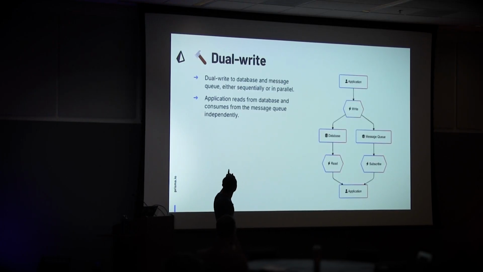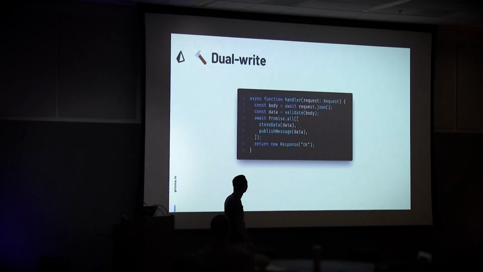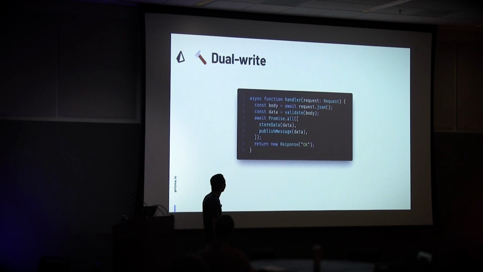A common solution for that is dual write. This is where you would write to both your database and your message queue at the same time. And then your application is reading from the database and subscribing to changes. Might look something like this. You've got a request handler that's concurrently saving data to the database, pushing a message to the queue.